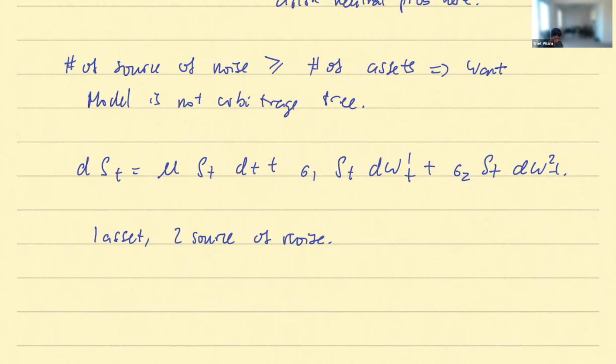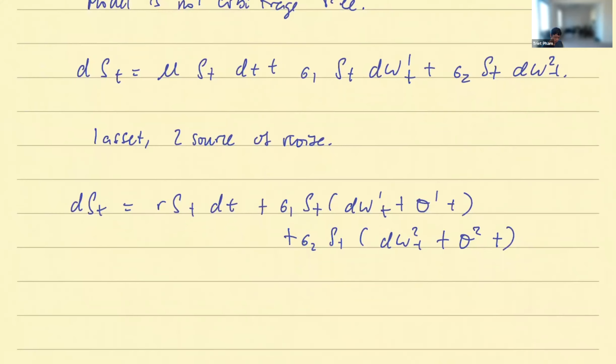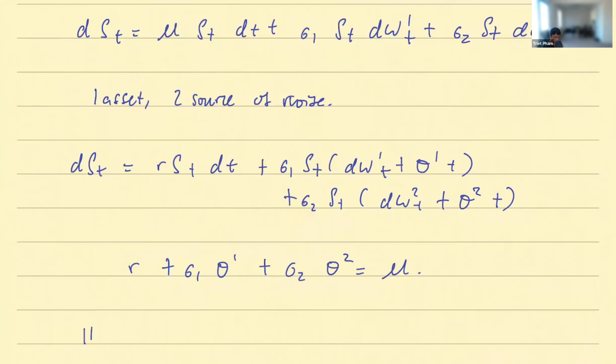Qualitatively it's different because here it is easy to show. Again, suppose you want to look at risk neutral. Then you do this, and then you have this, times t, not sub t. Then what equation must it satisfy? R plus sigma 1 times theta 1 plus sigma 2 times theta 2 is equal to mean. How many choices for theta 1, theta 2?